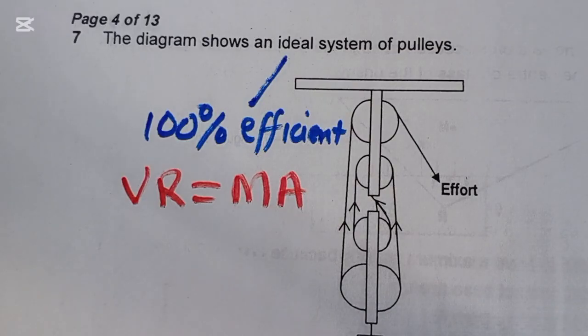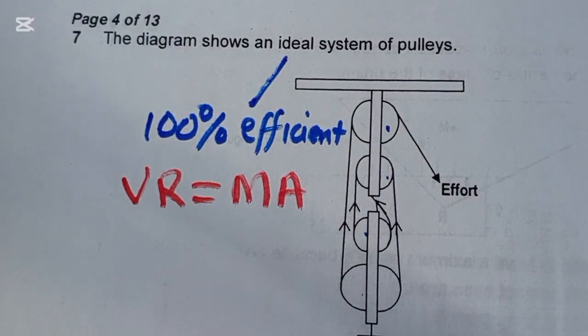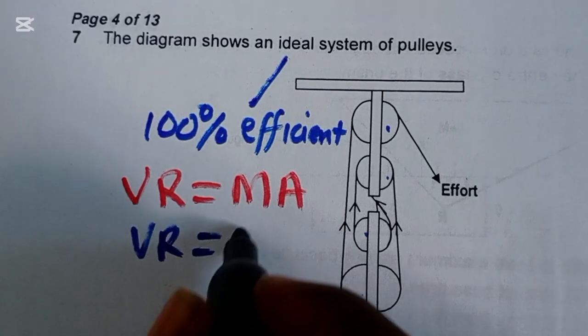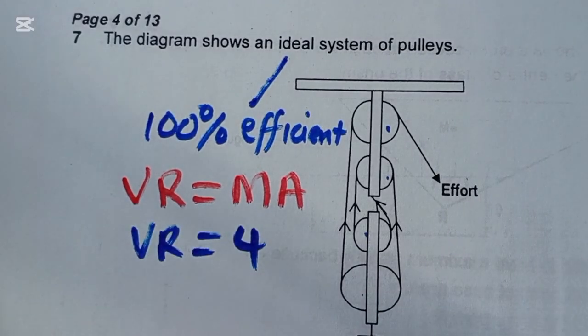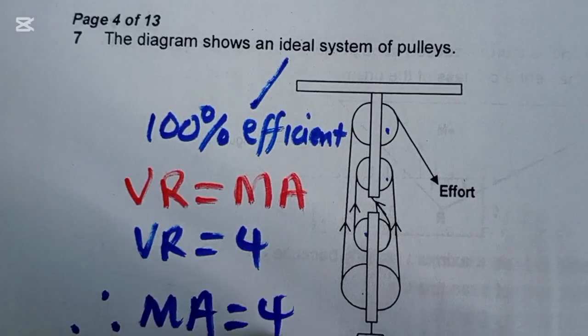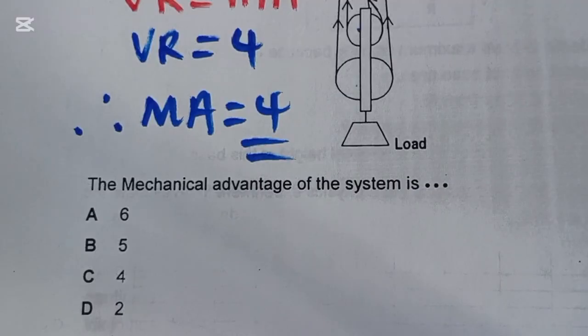So in this case, how do we calculate the velocity ratio of a pulley? You just have to count the number of pulleys that we have. So we have 1, 2, 3, 4. So velocity ratio is equal to 4. Therefore, mechanical advantage is equal to 4. So this is the answer. So the answer is C.